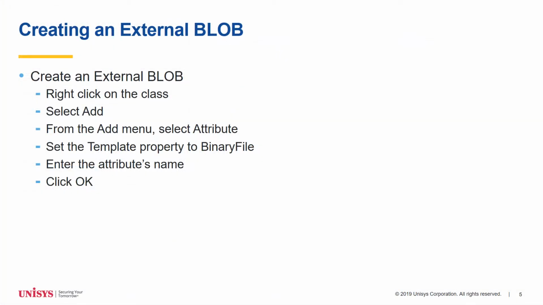To be able to store and retrieve a file from an internal blob, we must have an external blob. We use the methods on the external blob to access the internal blob. To create an external blob, create an attribute and set its template property to binary file.